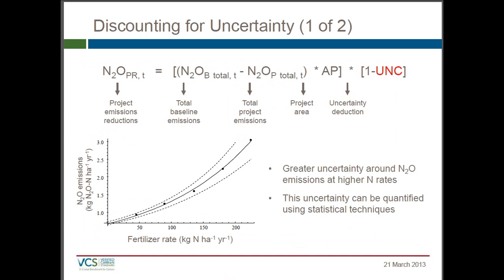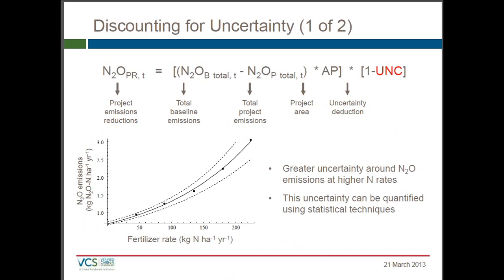And the graph on the bottom left shows an example of an N2O response curve to increasing N rate. On that graph at the bottom left, the solid line in the middle represents the N2O response, and the dotted lines on either side represent the 95% confidence intervals generated. And you can see that the uncertainty around emissions increases as we increase the N rate, and that's reflected by the widening of the dotted lines as the N rate increases.